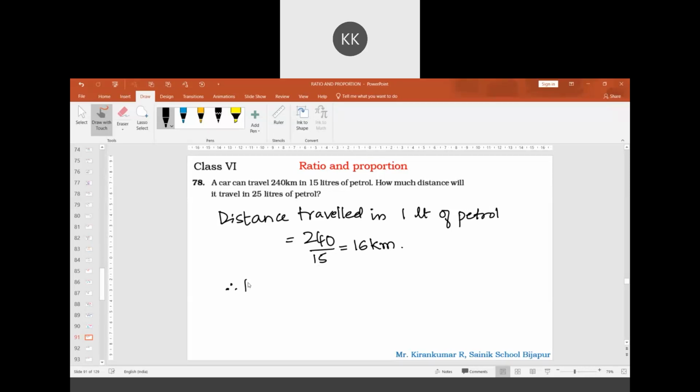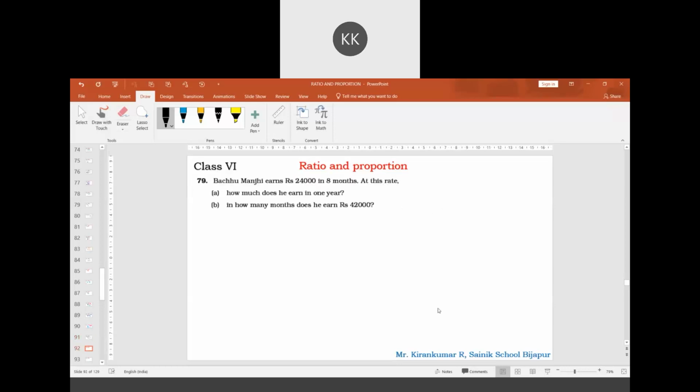Now we have to find out the distance traveled in 25 liters. Sir, answer is 400 kilometers. Very good, correct. It is not 440, it is 400. 16 times 25, we get it as equals to 400 kilometers. Okay, it's simple. Next question.